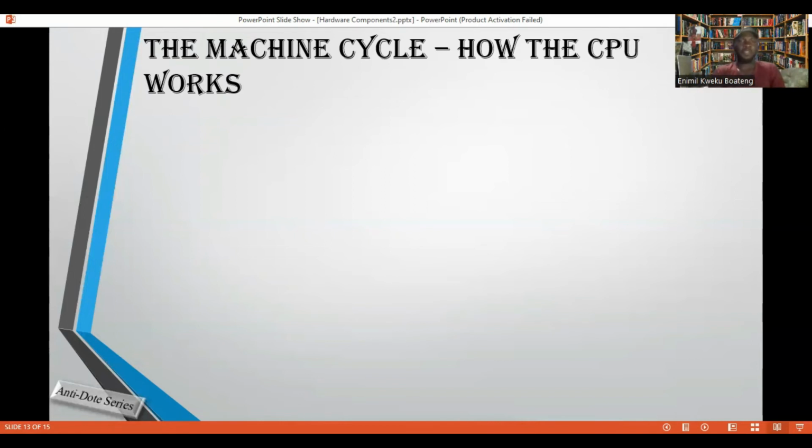Don't forget that I've told you that when you boot your machine, the CPU processes instructions until you shut down your machine. So it goes through some series of steps or sequences to perform instructions. And these steps or sequences that the CPU goes through is what we are referring to as the machine cycle, or basically how the CPU works.